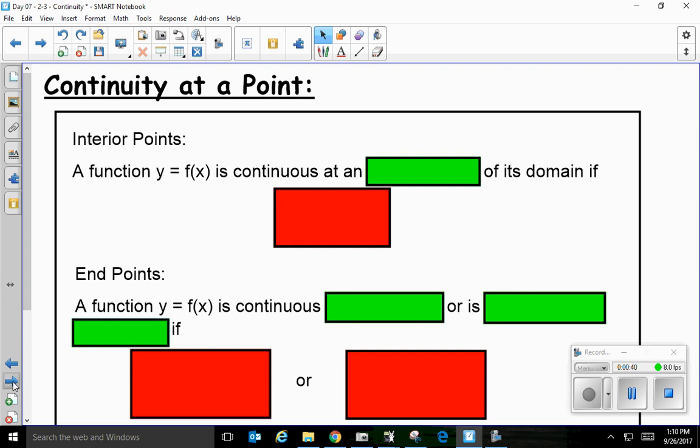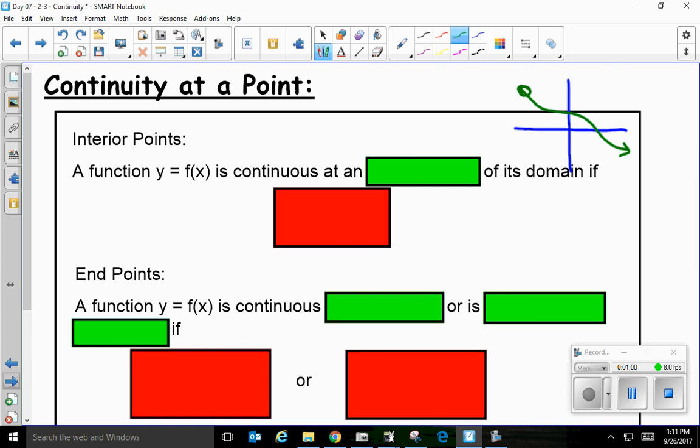Continuity at a point. Okay? Well, obviously, if you have a graph and it doesn't go on forever, you have endpoints, right? But if I have some graph and it goes like this, well, we know that goes on forever. But what happens if there are points here and it does not go? That's an endpoint. This graph does not go on forever. So you have your interior points. Your interior points would be every single point that makes up this line. Those are your interior points. And your endpoints, well, that would be the last point on your line segment.